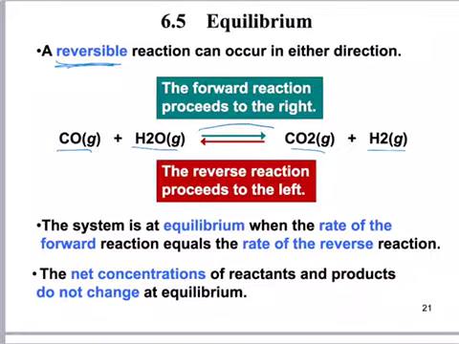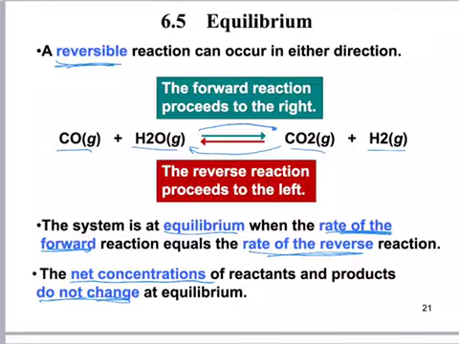So, we can make products, or the products can react to make reactants again. Now, equilibrium is when the rate of the forward reaction, in this case making CO2 and hydrogen, equals the rate of the reverse reaction, going from CO2 and hydrogen to CO and water. The net concentrations of our reactants and our products do not change at equilibrium.